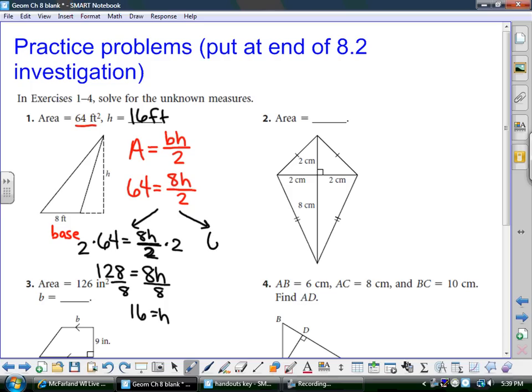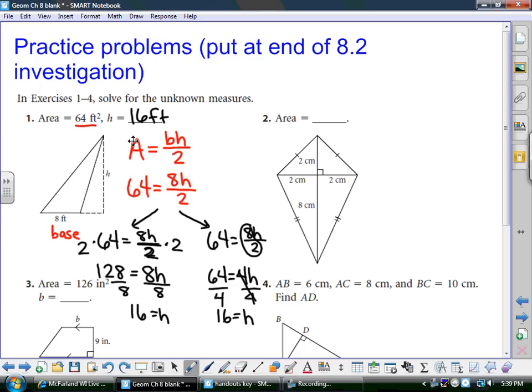Now another way to get that same answer is to simplify before we start doing things to both sides. 8 divided by 2 reduces to just 4. So another way to get that same answer would be to change it into 64 equals 4h. Then we just need to divide both sides by 4, and we still get that the height is 16. So there's more than one way to solve that problem.